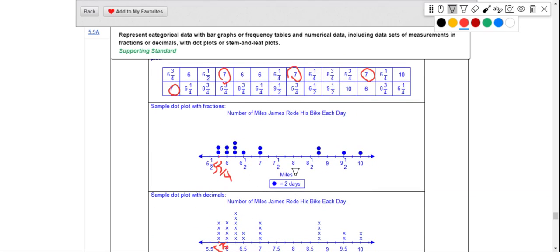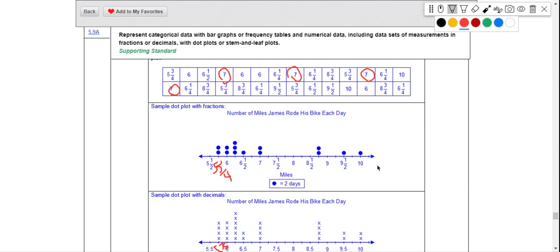Okay, so I'm going to look at my dot plot. 1 dot equals 2 days. So this dot is 2 days, and this dot is 2 days. So a total of 4 days, he rode 7 miles. It really helps me to understand the data in this table, because if I look at this, it just looks like a bunch of fractions or a bunch of numbers. So what this dot plot is doing is it's really helping me to tell how many miles he rode each day.